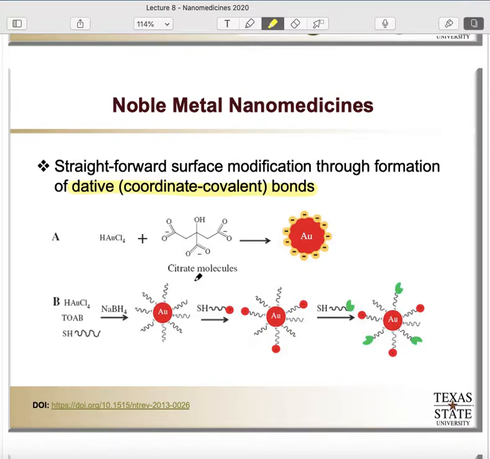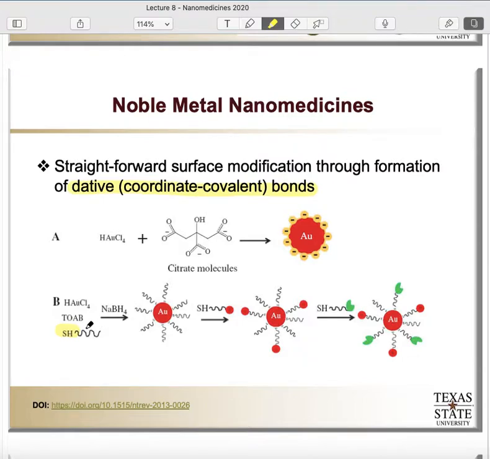In this particular case, we're going to be using the unshared pair of electrons from the sulfur atom of a thiol group to be able to form a dative bond with the metal atom on the gold particle or silver particle. The thiol group is this sulfhydryl group, which is what's typically utilized.